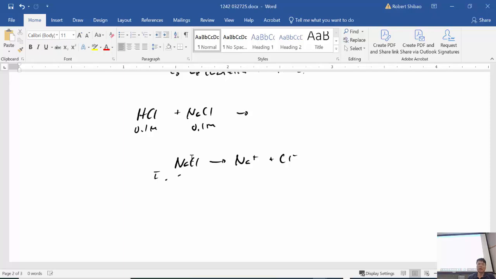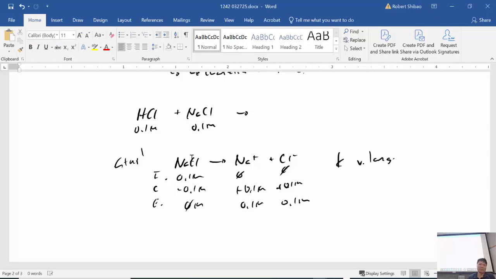So I might start off with 0.1 molar and 0 molar here. And then there's going to be a change. The change is going to be complete, minus 0.1 molar. And I end up with 0 molar. And I get plus 0.1 molar here, plus 0.1 molar here, and then I end up with 0.1 molar sodium ions and 0.1 molar chloride ions. So I'm going to call this step 1. No problem. K for this is very large. Soluble salts. Then I go to step 2.